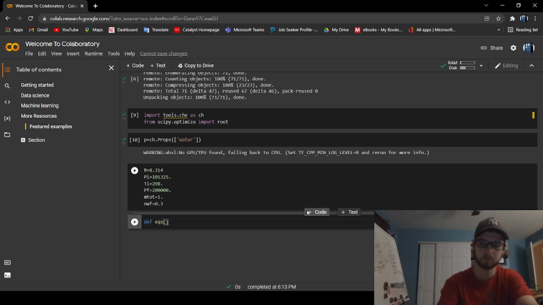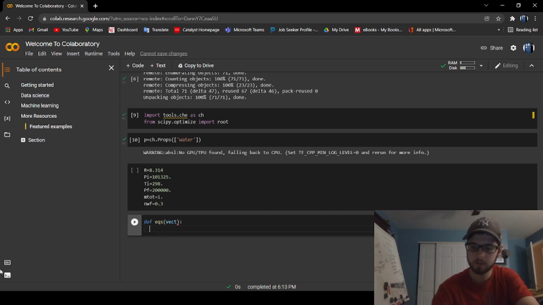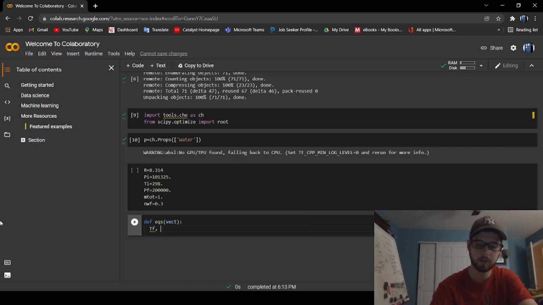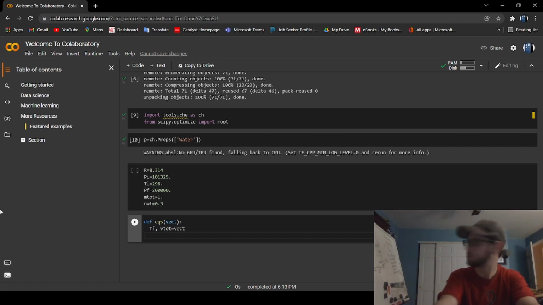And then from there, we want to define an equation where it is some vector. Put my mouse on my laptop like an idiot. Some vector, we want the final temperature and the total volume are equal to this vector. And then we're going to plug in all of these equations.